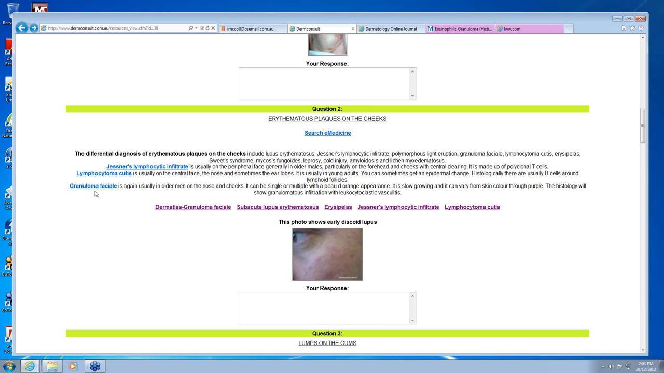And then granuloma faciale, I said that again was central face, nose and cheeks, single and multiple, that peau d'orange appearance, slow growing. From skin color through to purple. And it's a granulomatous infiltrate with leukocytoclastic vasculitis. Another characteristic feature histologically is that you get a Grenz zone. In other words, there's an area between the epidermis and the dermis that's free of inflammation when you have a look.